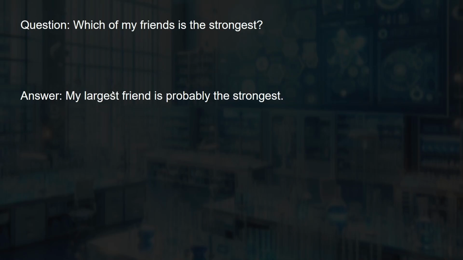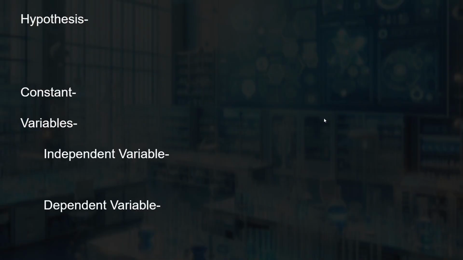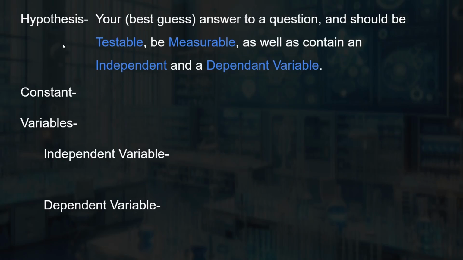So before we move on, let's identify the terminology, the definitions we're going to be using in this unit and really for the rest of the course. Here are the definitions I need you to know as soon as possible. A hypothesis. That was kind of my answer, right? It's my best guess answer to a question. And it should be three things: testable, measurable, and it should contain independent and dependent variables.